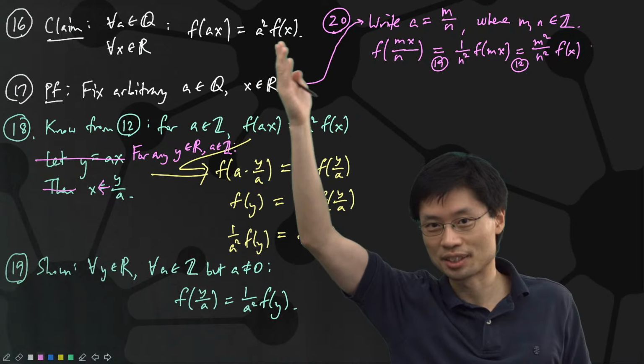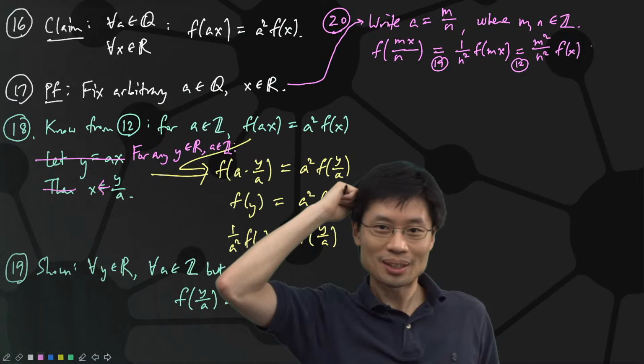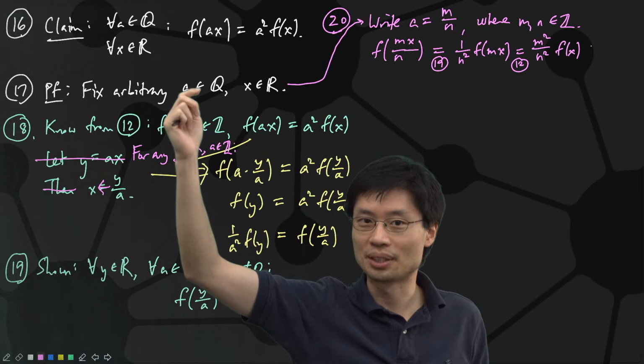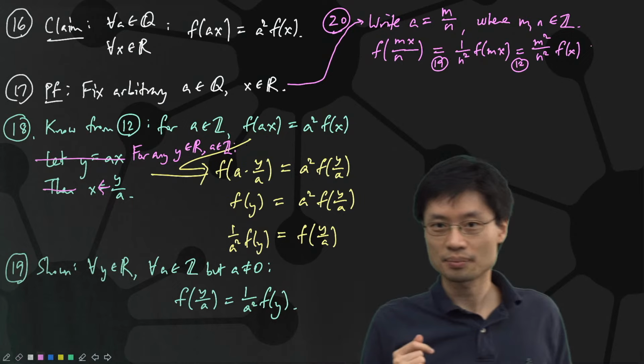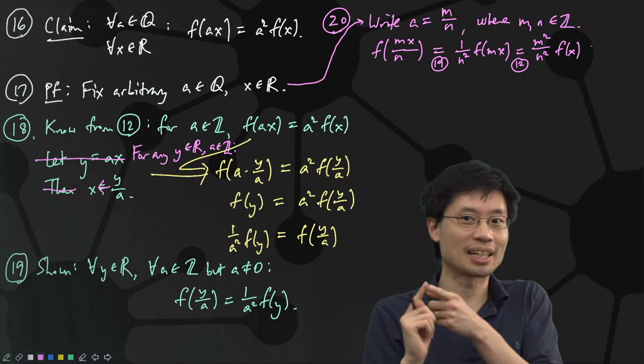Okay, we're basically done. We're also out of time. Why are we done? Why do I say we're done? We now know some neat thing, which is for every rational number a and every real number x, this is true. Out of it, you can extend to a being a real number by continuity. The function's continuous, right? Because we're over time, I can't go into more detail on that.